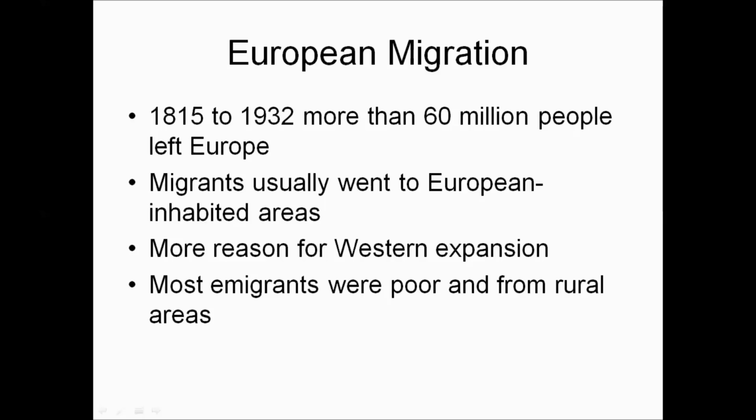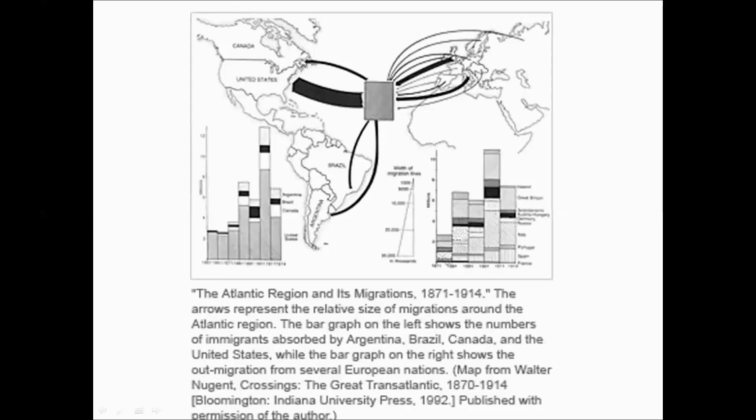So that would essentially keep them away from Africa and Asia and have them going over to the New World, where they already had colonies set up. This is another reason for more expansion. Most immigrants during this time are going to be poor and from rural areas, in need of jobs. This map, I believe, is in your book, or this graph that shows where the Europeans are going for the most part.